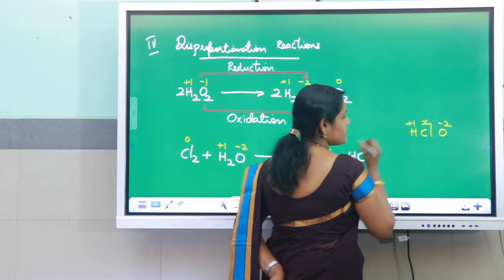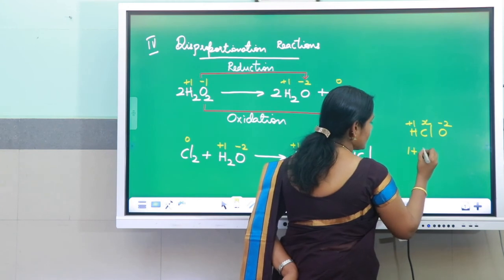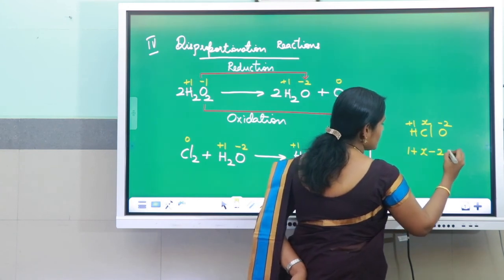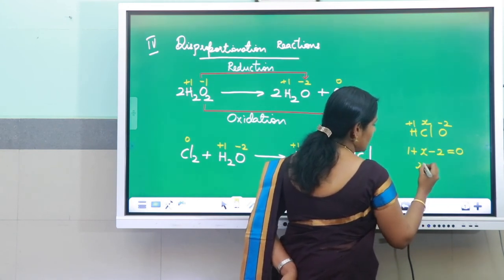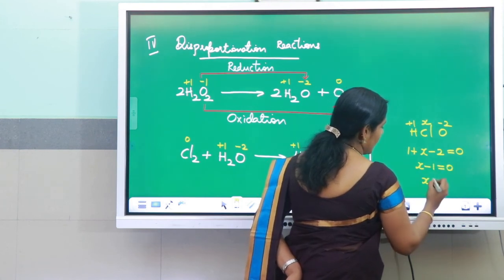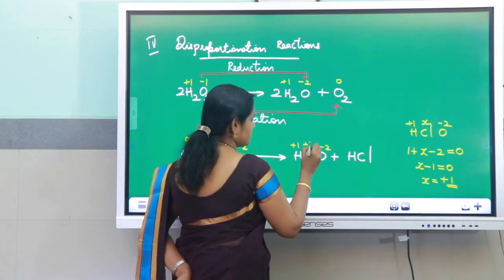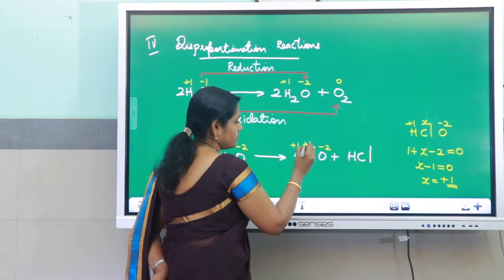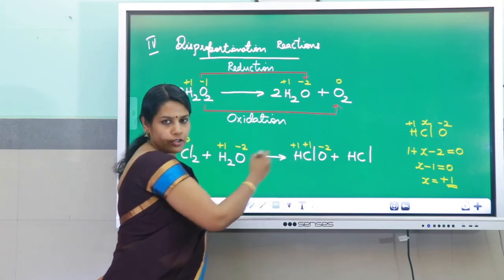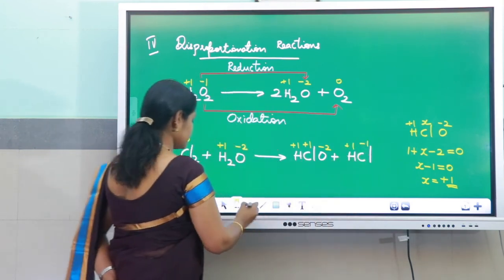We do not know the oxidation state of Cl here, let it be X. So, 1 plus X minus 2 is equal to 0, X minus 1 is equal to 0 and X is equal to plus 1. So, altogether it is equal to 0. Then HCl, plus 1 minus 1.